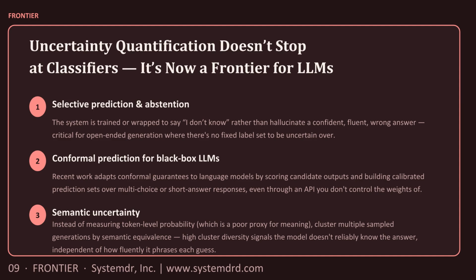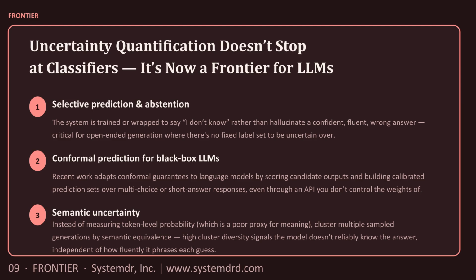Teams building high-stakes LLM assistants increasingly use a two-tier pattern. Cheap checks as a first-pass filter, escalating only flagged cases to expensive semantic clustering or conformal passes. The same cost-tiered pattern we saw in classical uncertainty quantification.